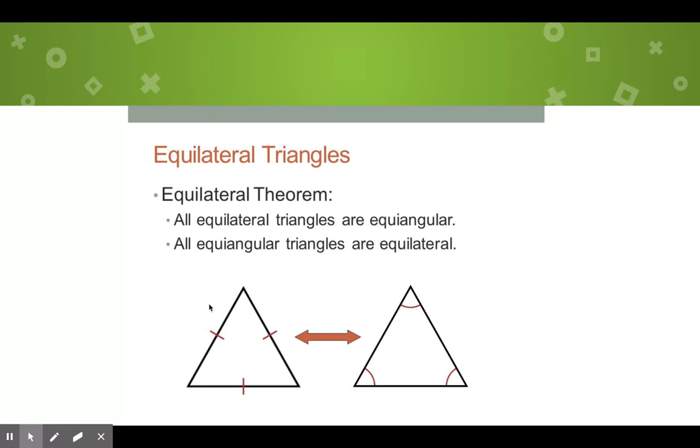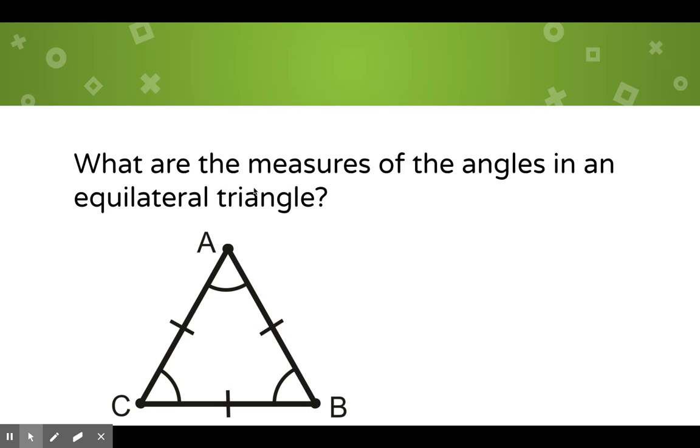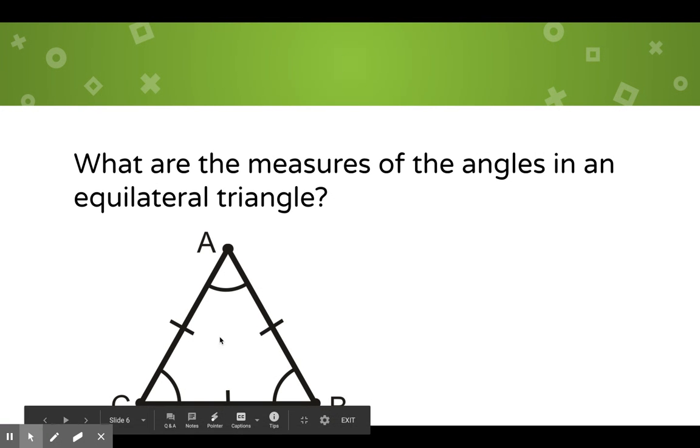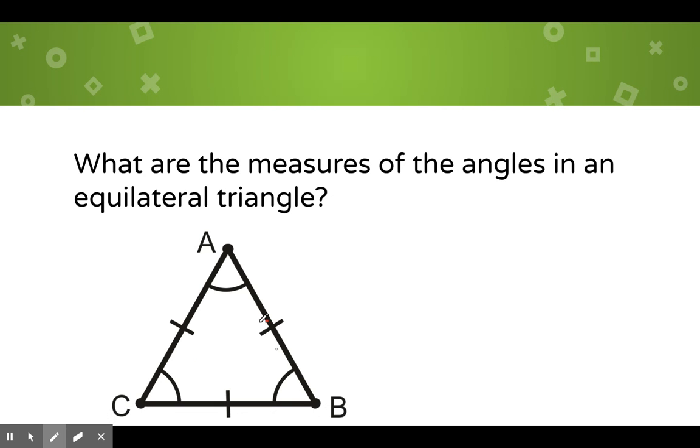Okay, all equilateral triangles are equiangular. All equiangular triangles are also equilateral. So what are the measures of the angles in an equilateral triangle? Well, we just got done saying that if it's equilateral, it also has to be equiangular. Even if we don't know what any of these are, we know that they all have to be the same. And if they're all blank, remember, we just label it as x.